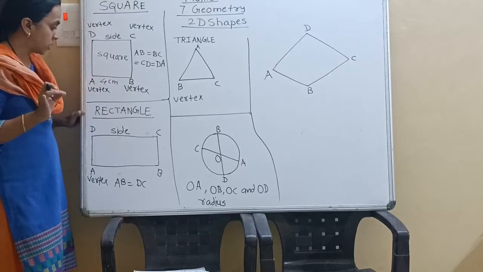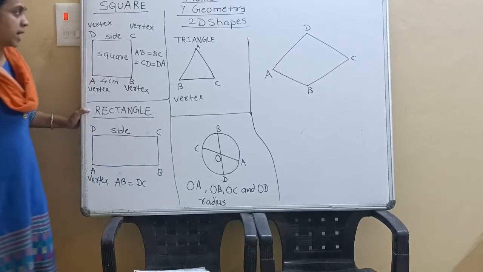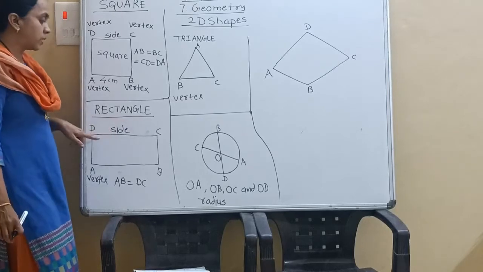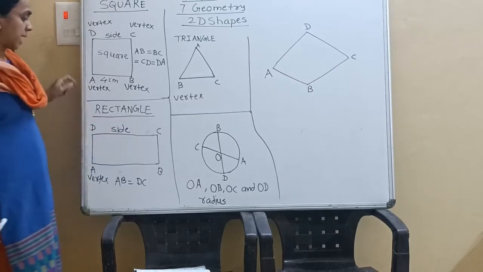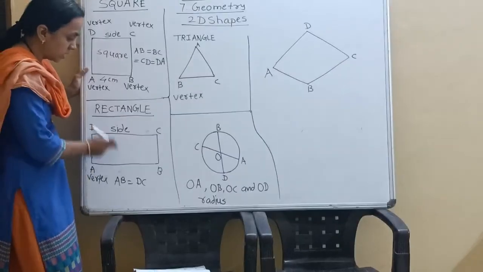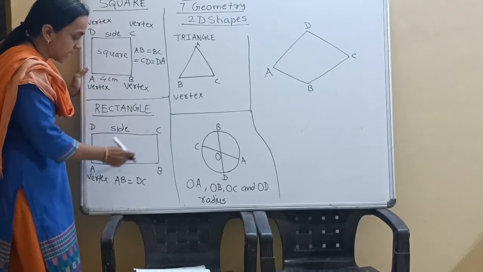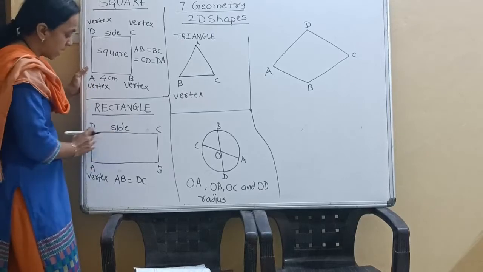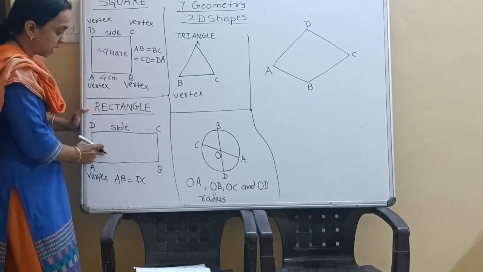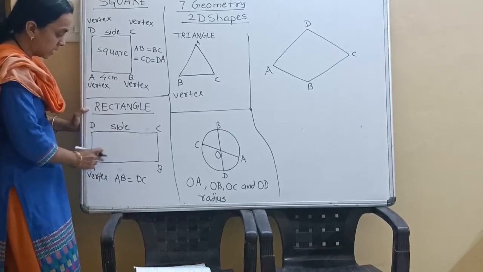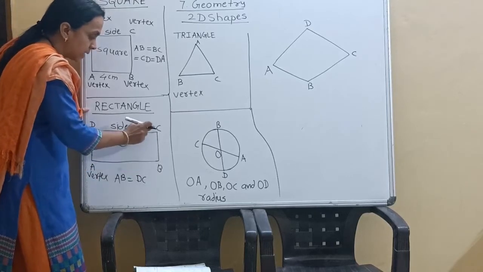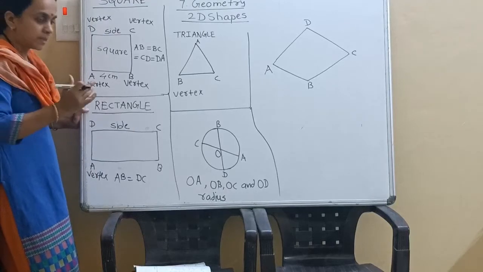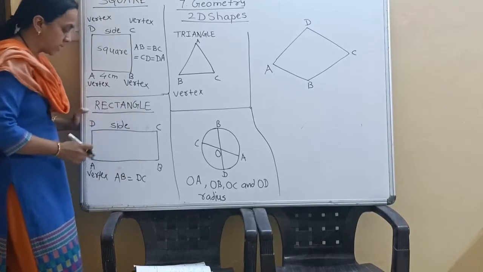Now see, the second two-dimensional shape is called a rectangle. As I told you, in a rectangle the condition is that the opposite sides are equal. That is called a rectangle. What is the name of this rectangle? The name of this rectangle is ABCD rectangle.